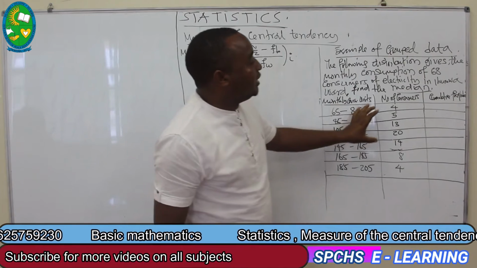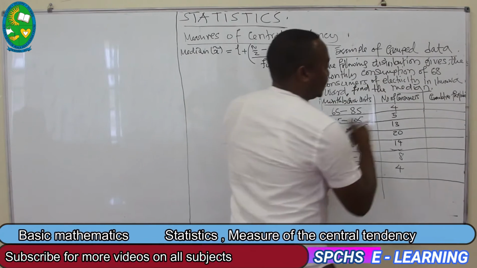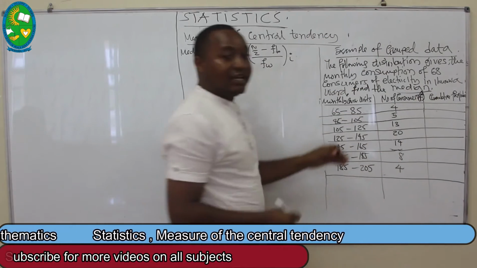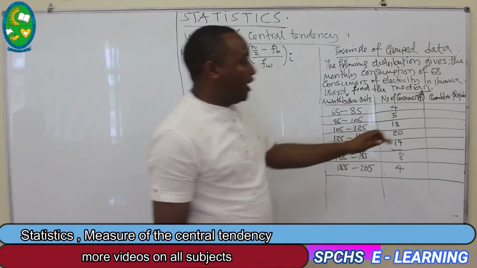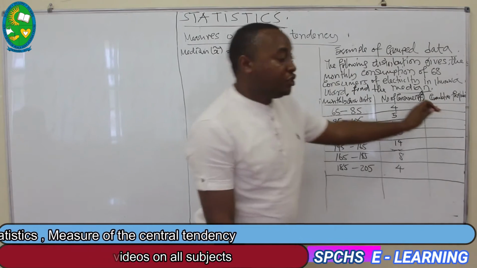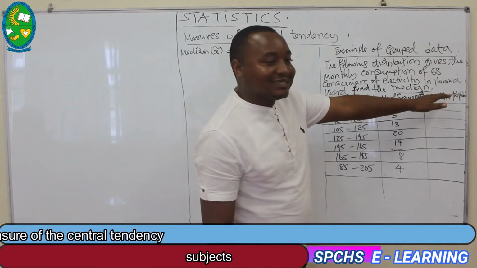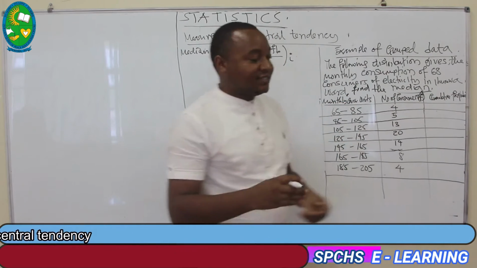So they are grouped in number of consumers. This we can call the frequency, the number of times that the item appears, right? So we have another column here which shows the cumulative frequency.